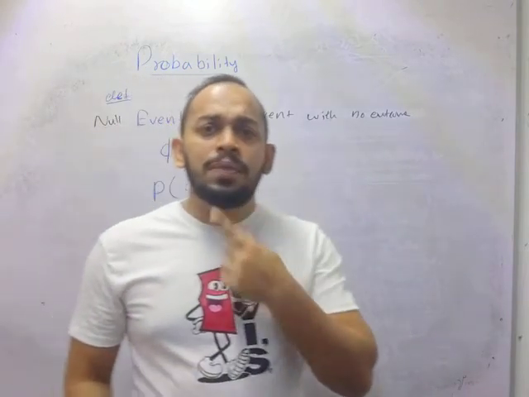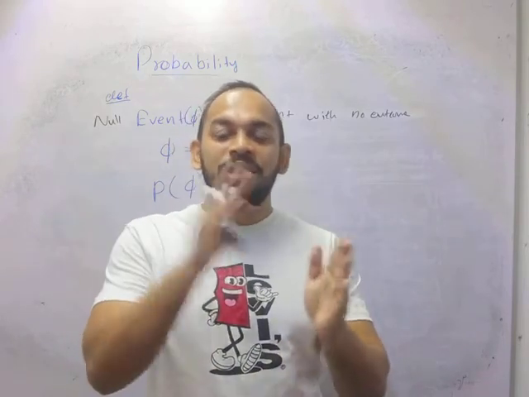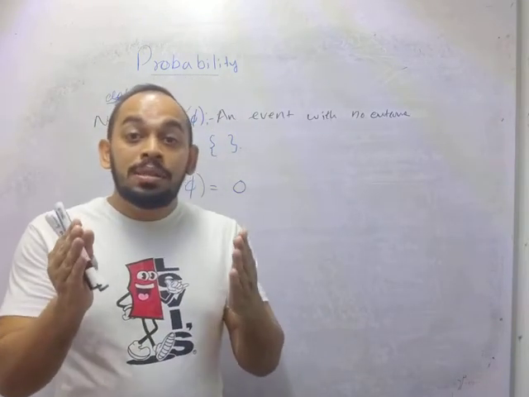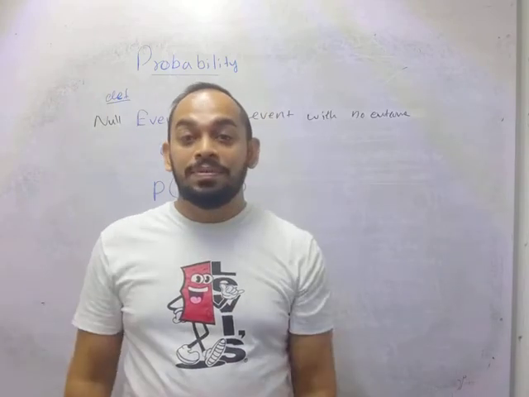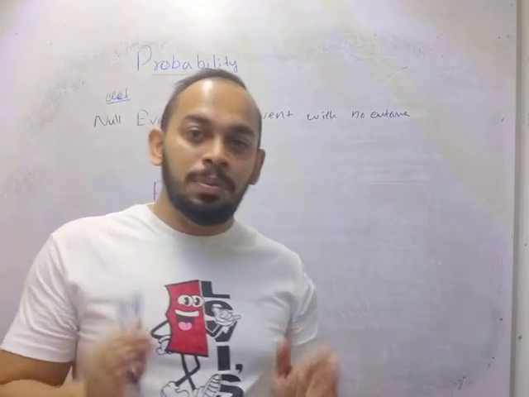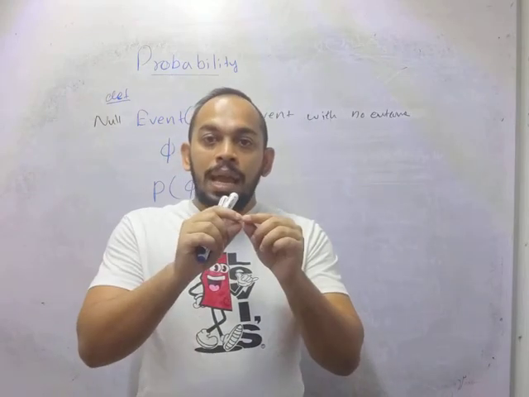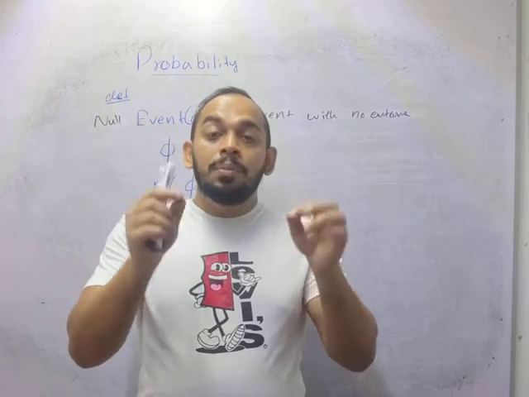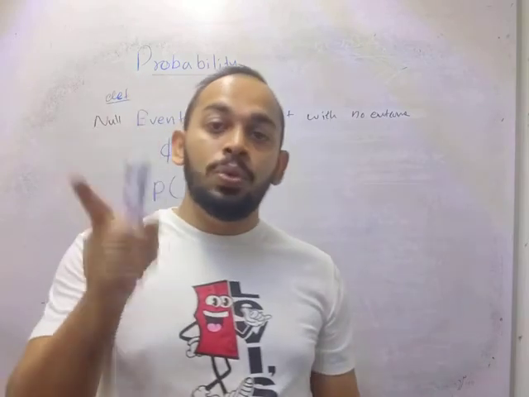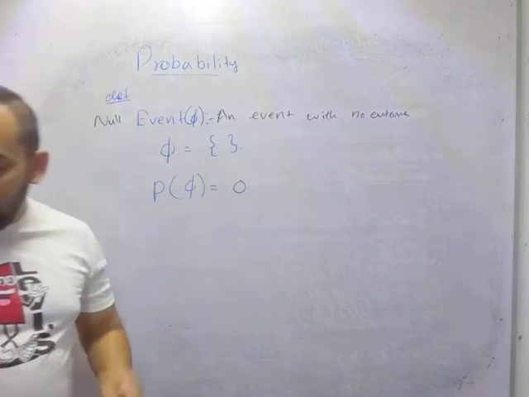An example of a null event would be an integer between 9 and 10. There is no integer between 9 and 10. Or the numbers that are both odd and even. Can you find a number that is both odd and even? No, there is no such number. But if you say a number that is both even and a prime number, yes, there is just one number, that is 2. 2 is both prime and an even number. So that is not a null event in that case.